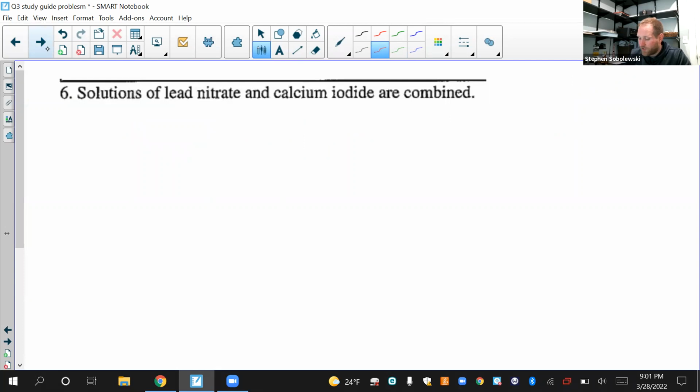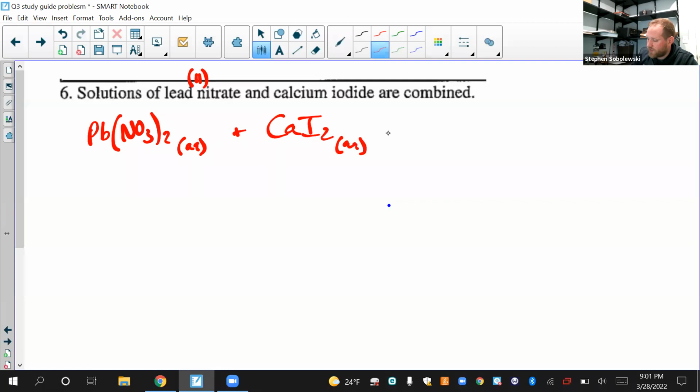Solutions of, now I can already tell that's going to be a double replacement reaction because we have 2 solutions of ionic compounds. So lead nitrate, ooh, we need a charge there, whoops. Let's assume that this is lead 2. Probably should have edited that in. Let's assume that's lead 2. That's usually what lead is. All right, so Pb2+ and NO3- is going to be Pb(NO3)2. Solutions of means aqueous. Calcium iodide is going to be CaI2. Let's assume that's also aqueous.